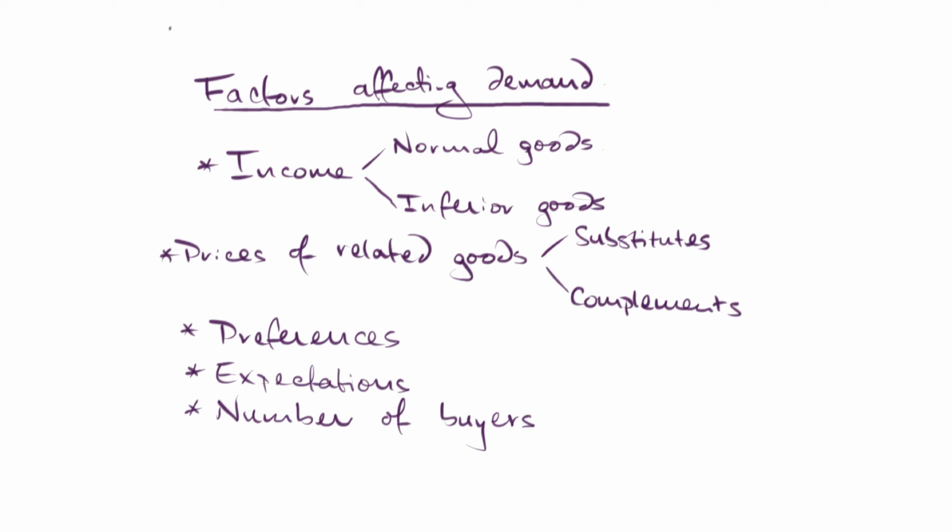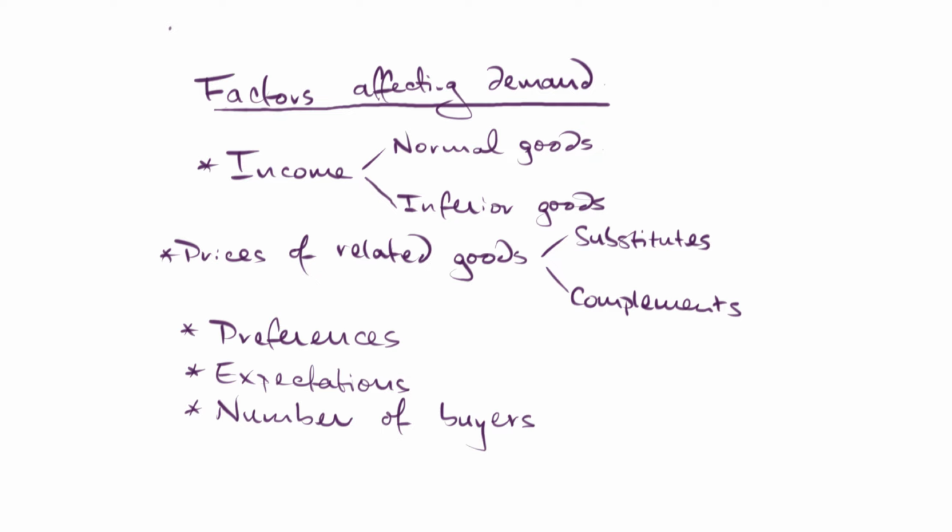Now, there are several things that will increase demand or decrease demand. All of the things on this list right now will shift the entire demand curve. First, income. The way that income impacts demand depends on what type of good it is. For most goods, more income will increase demand. If you have more income, you could afford to purchase more of a good, and in most cases, that's what you want to do.